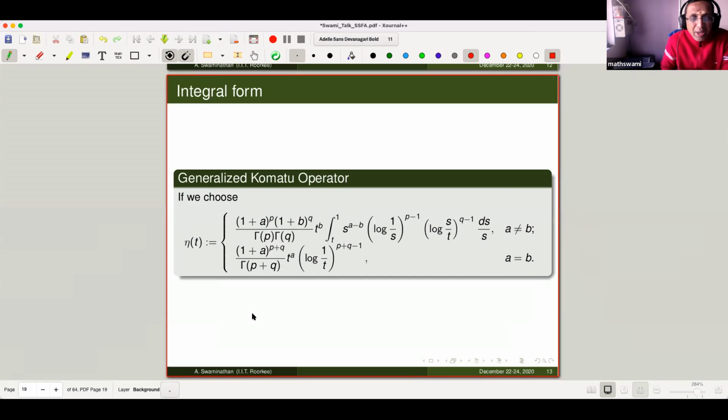So this integral can be adjusted. And when A is B, rather than this double integral, we can try to convert this into a single integral and we'll be able to get this information. So this is basically the generalized Komatsu integral operator given by this form.